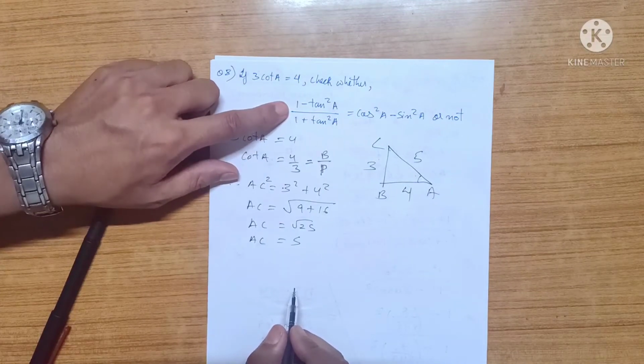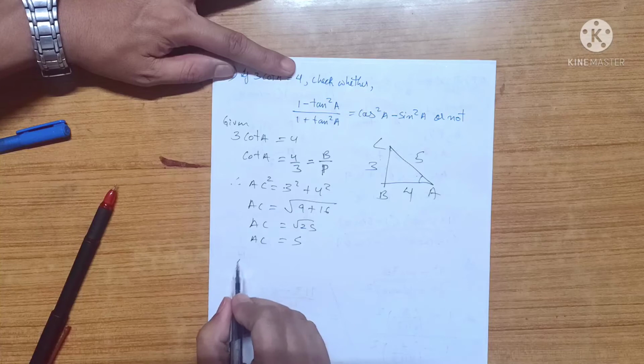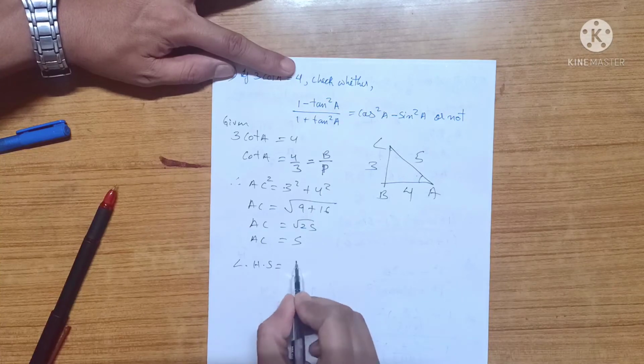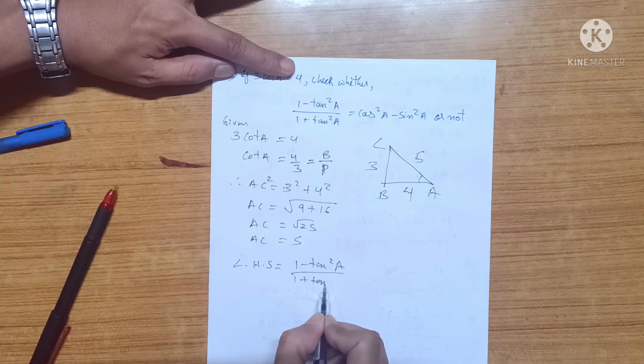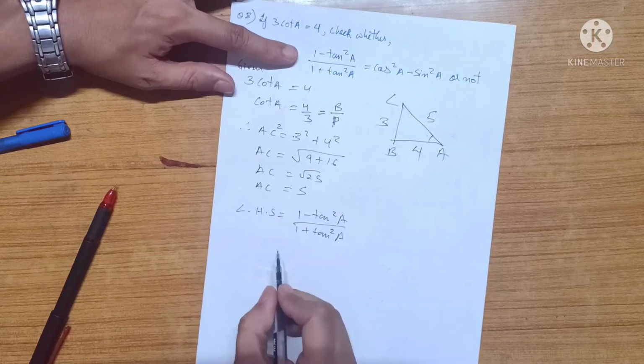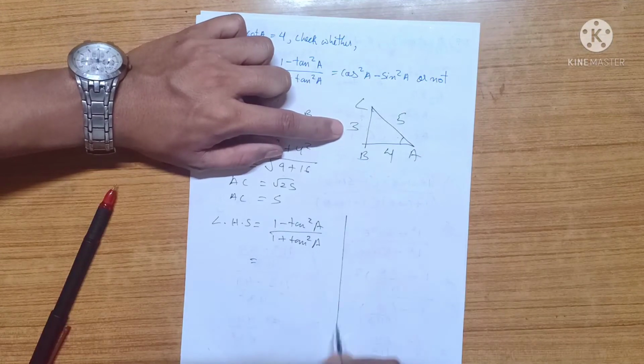Now we have to prove this. I'm going to take LHS first. LHS is 1 minus tan square by 1 plus tan square. So what is tan square? I'll do LHS here and I'll do RHS here.